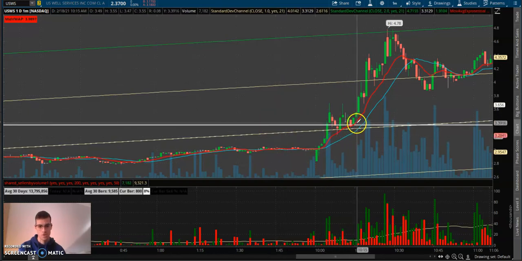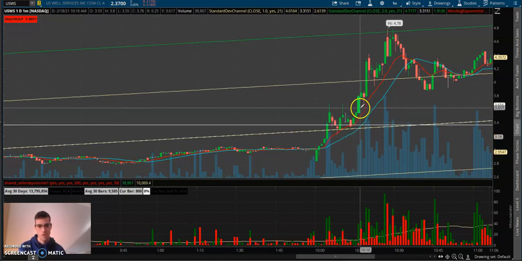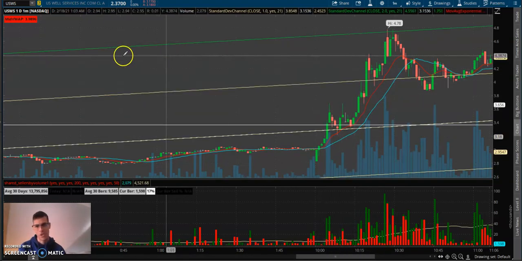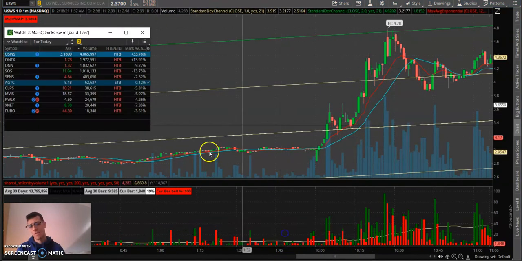And where will be the entry? Here, you can see a huge green candlestick with huge volume in that moment. And it closed above this resistance here. So that would be kind of a good entry. Let's look at a few more examples.